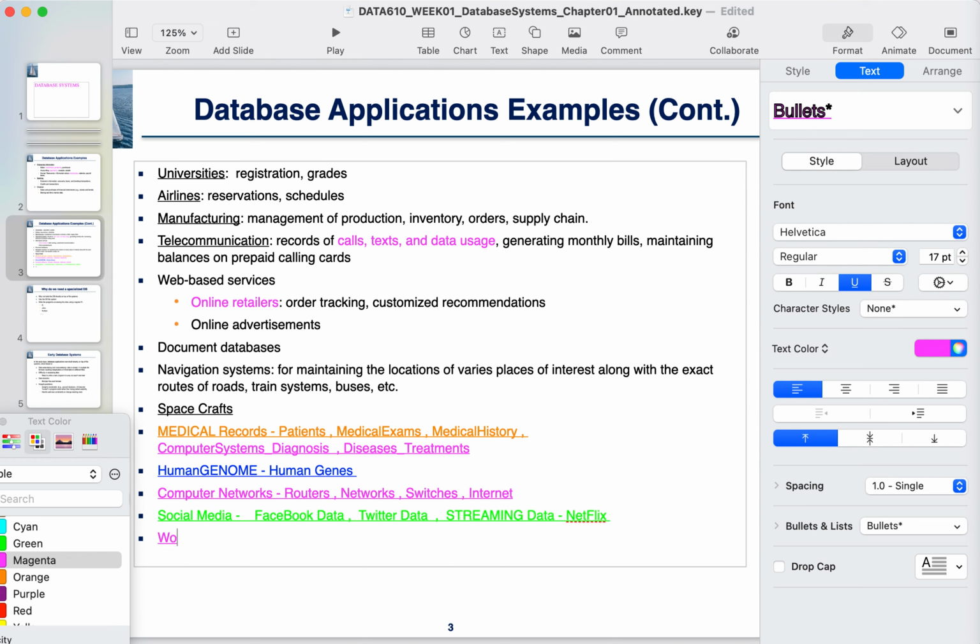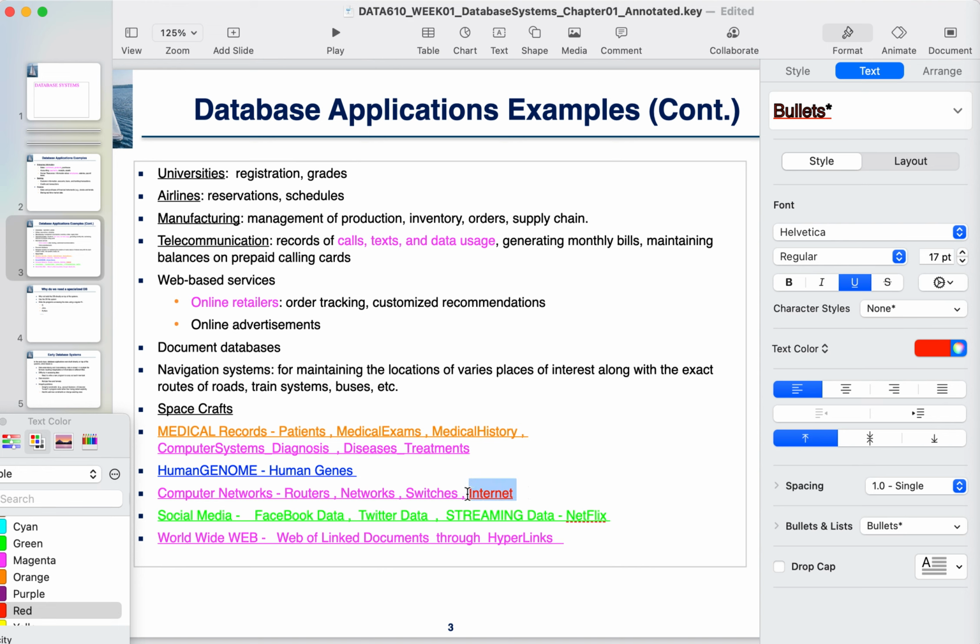The World Wide Web, right? Huge database. All the web pages in the world. Web of linked documents through hyperlinks. Right? The World Wide Web is different than the internet. The internet is the network.